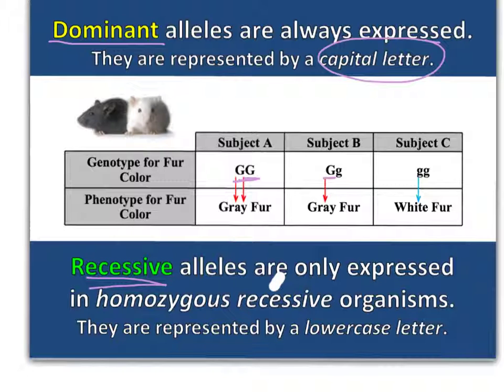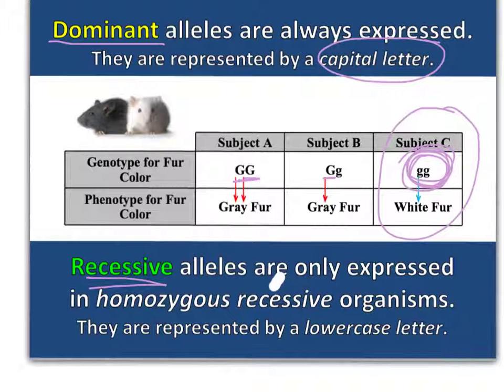Recessive alleles are only expressed in homozygous, which means same, and recessive. I already told you, we already went over that on your homework. In order for a recessive to show up, there has to be 2. Okay? Has to be 2 right here.